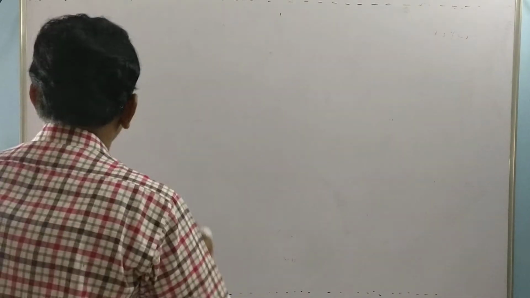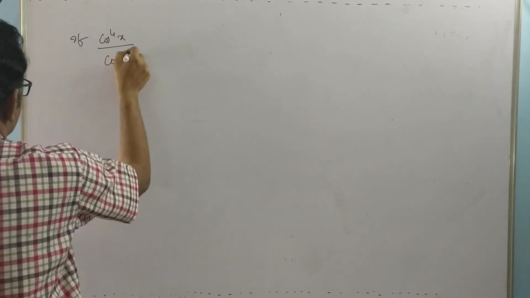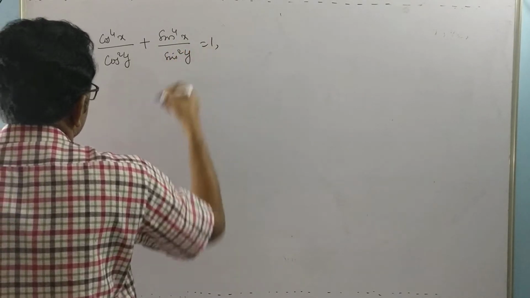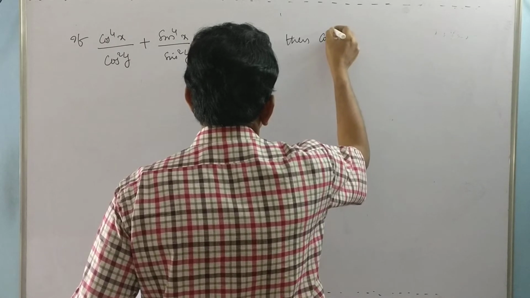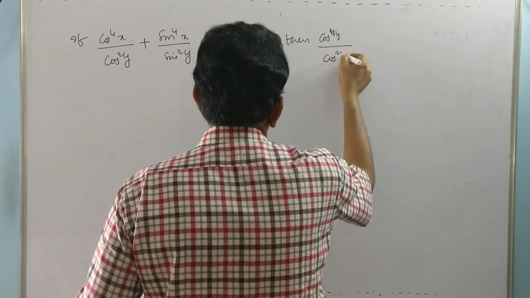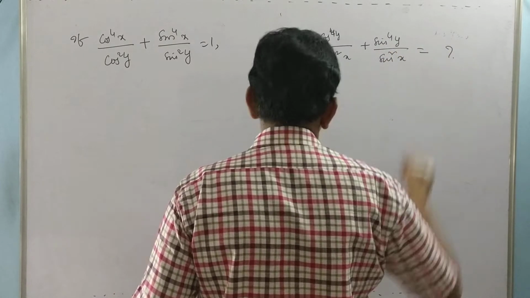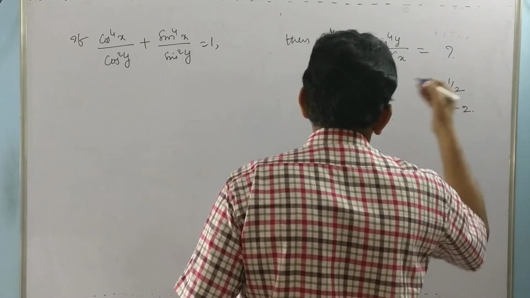Next one, if cos power 4x by cos square y plus sin power 4x by sin square y equals 1, then cos power 4y by cos square x plus sin power 4y by sin square x is equal to, 1 by 2 minus 2, options.